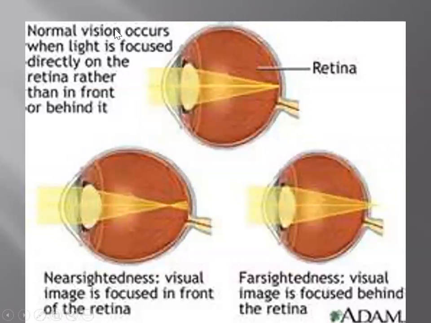So here's just pictures of this. Okay, so normal vision. Here's the focal point. It's right there on the retina. The retina is the inner lining of the eye, made up of cells.